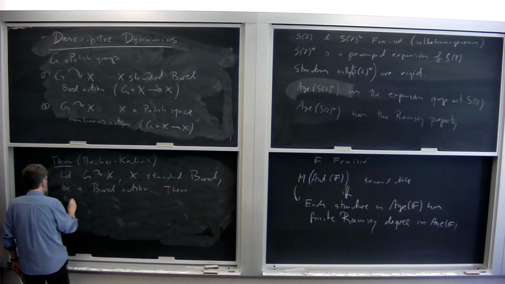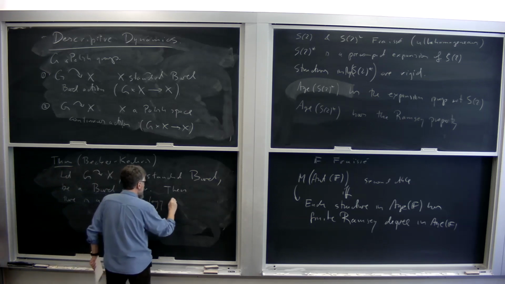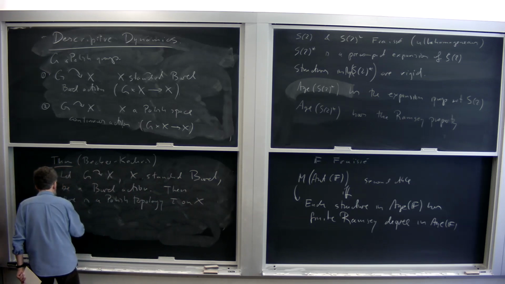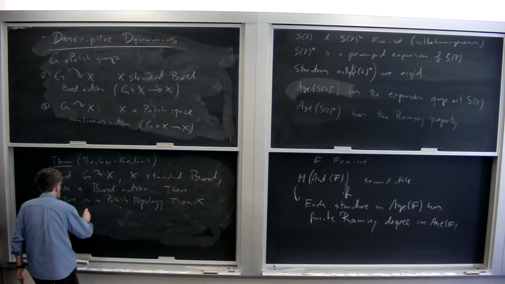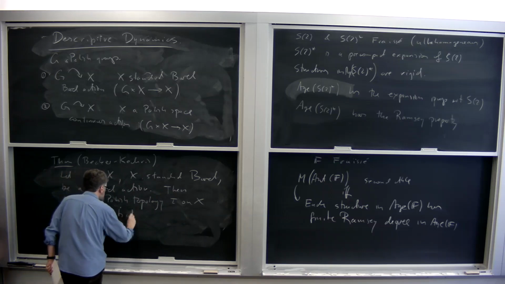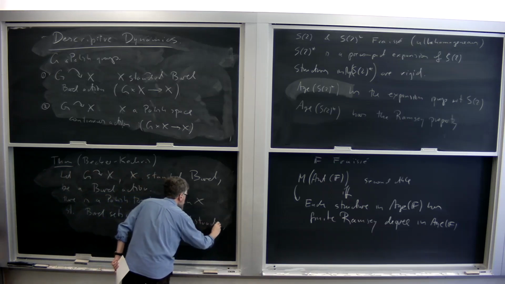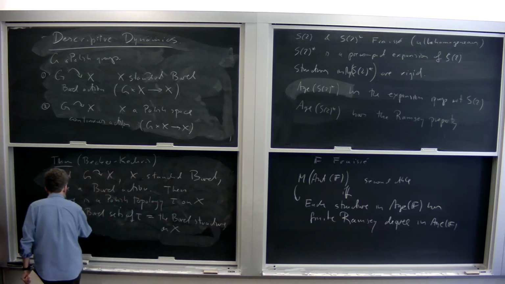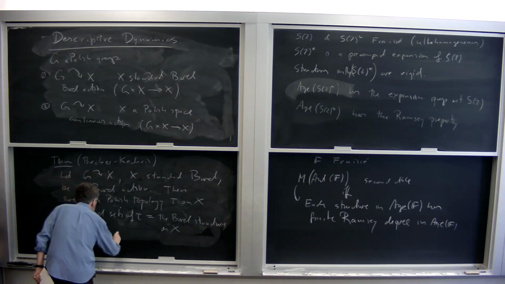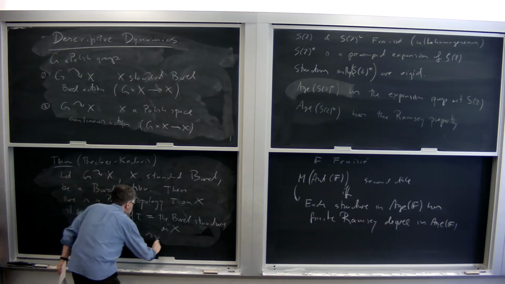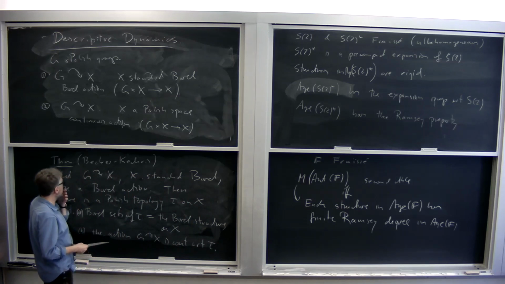Then there is a Polish topology tau on X such that, one, the Borel sets of tau equal the Borel structure on X, and two, the action is continuous with respect to tau. Yeah, so I can go the other way.